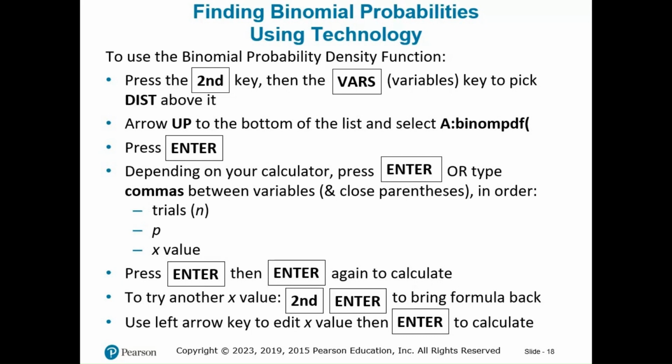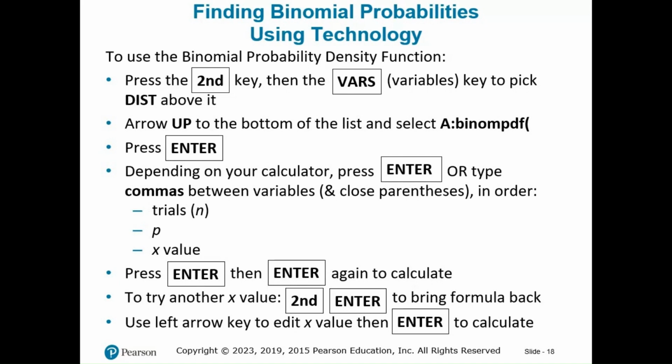Depending on your calculator, there will be different ways for you to select your variables. You may need to press Enter between them or type them in and put commas between them and close your parentheses. But regardless of how you enter them, you need to put in the variables in order. The number of trials, or your n value, then your p value in decimal form, and the x value you're working with. Press Enter, then Enter again to calculate. How much simpler was that?